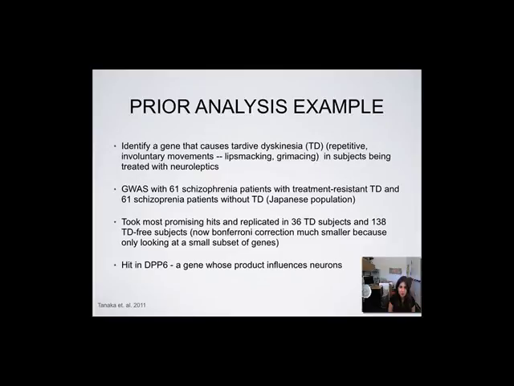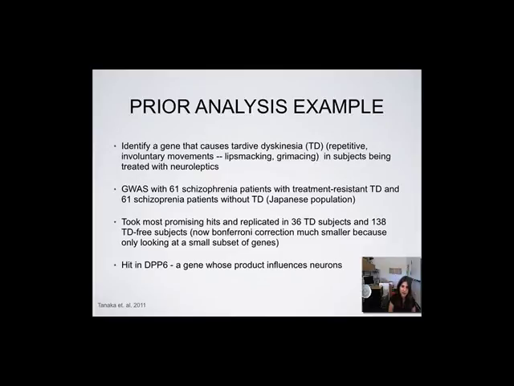So a group wanted to study the adverse event of tardive dyskinesia, which is repetitive involuntary movements, lip smacking, grimacing, that occurs when subjects take neuroleptics. And so they took a group of people who had this adverse reaction and a group of people who didn't have this adverse reaction while they were on the neuroleptic, and decided to see what their top hits were.